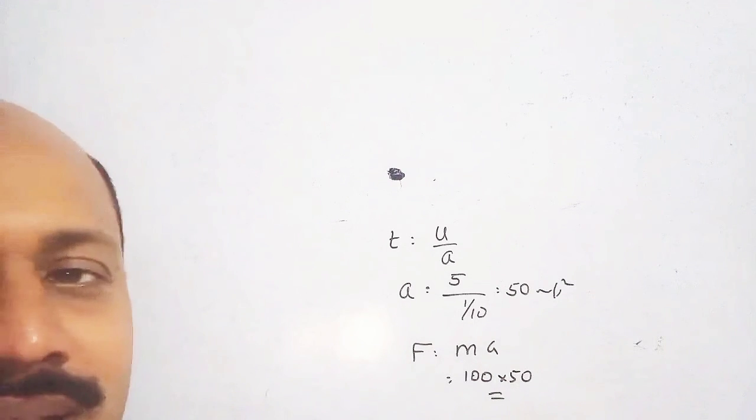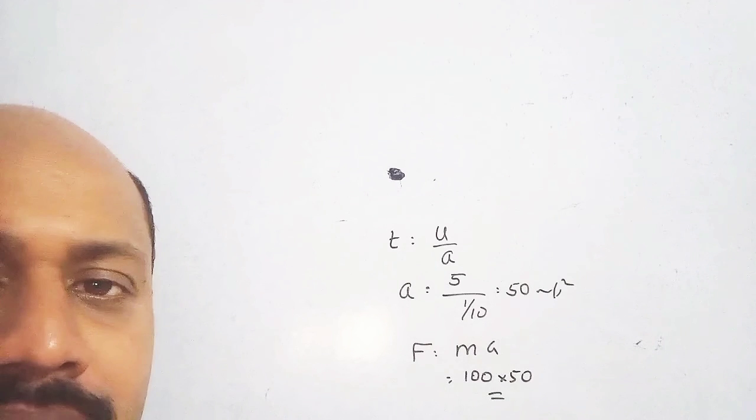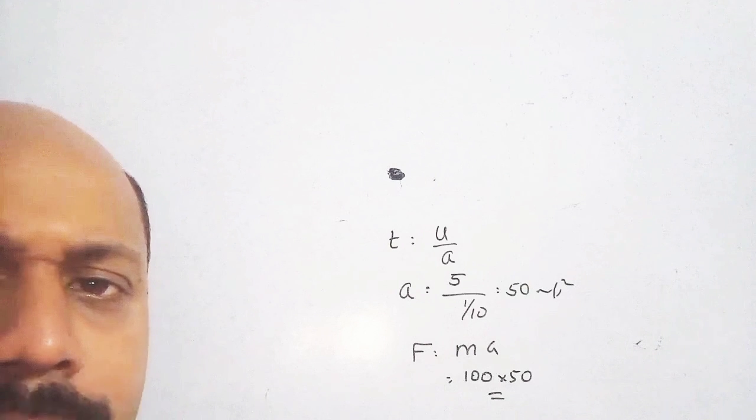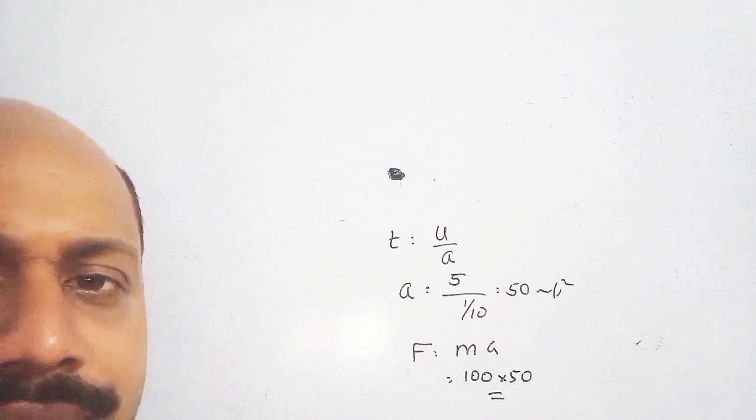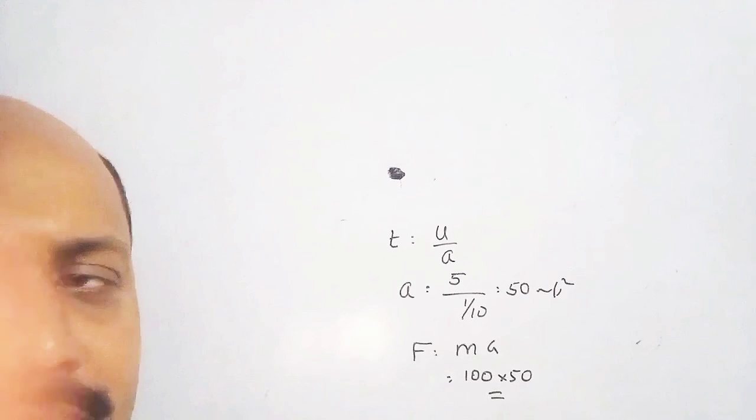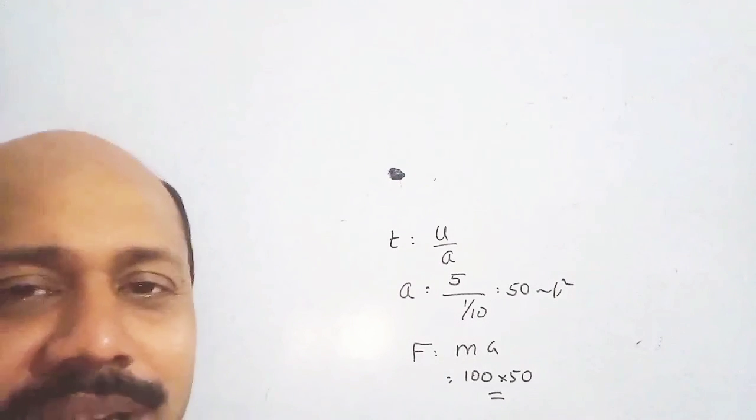14th question. The motion of a rocket is based on the principle of conservation of linear momentum. It is simply based on conservation of linear momentum.